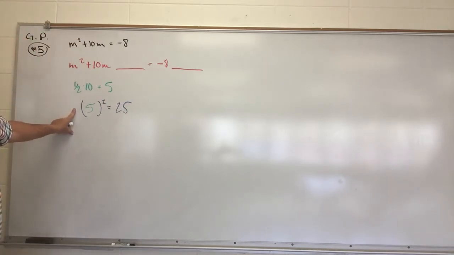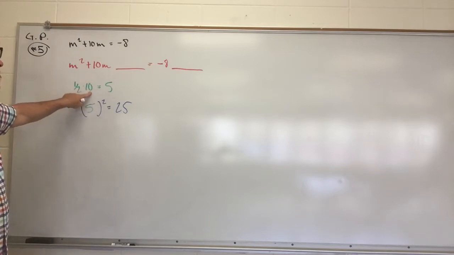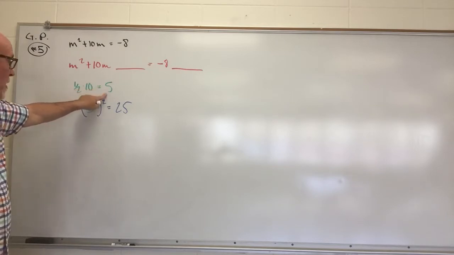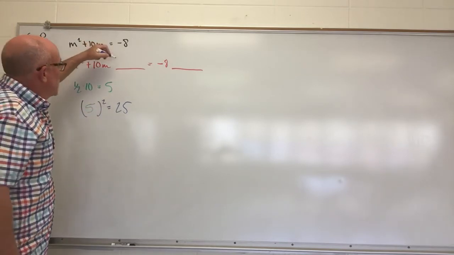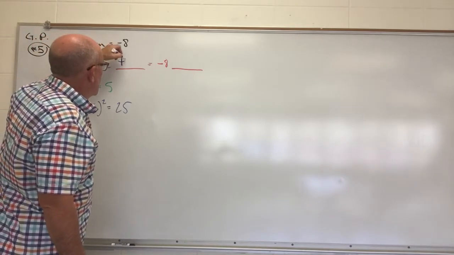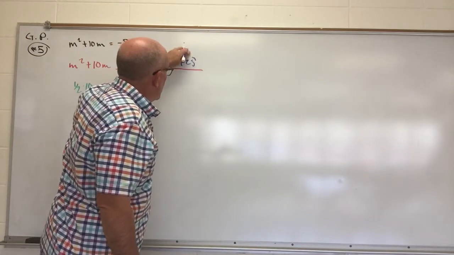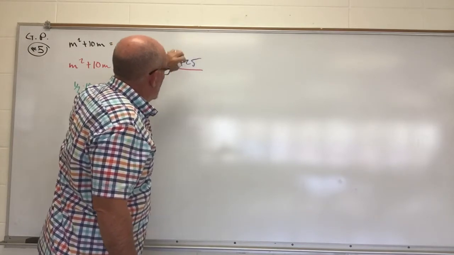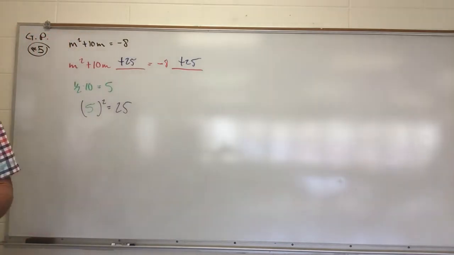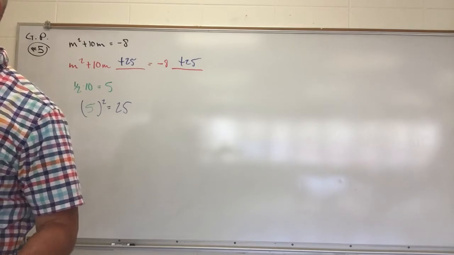I'm taking half of the linear coefficient, which is 10, half of it is 5. I'm taking that 5 value and I am squaring it. That's step number 3. Then you're to add it to both sides. So this is not plus 5, but plus 25, both sides. Okay, so that's step number 3. Half of the linear term squared.